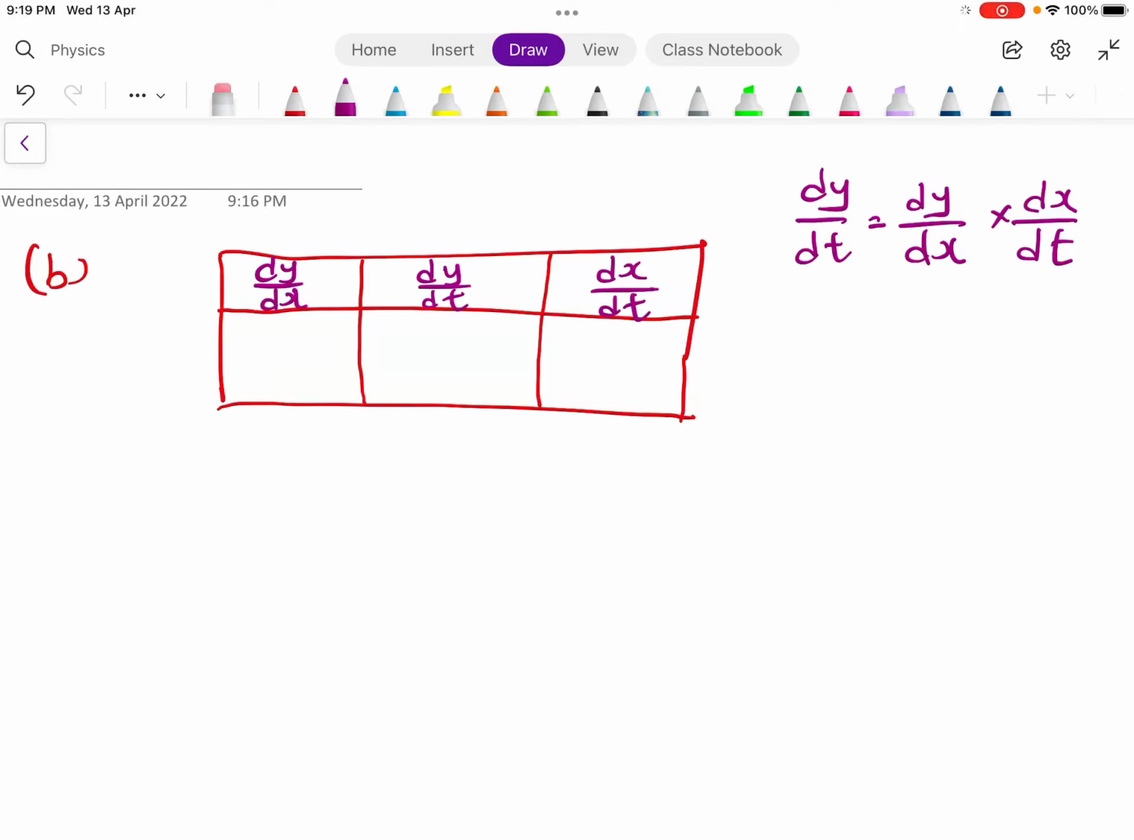Alright, so this question part B: a point P moves along a curve in such a way that the y coordinate of P is decreasing at a rate of 0.1 units per second. Find the rate of change of the x coordinate of P when x equals 1.